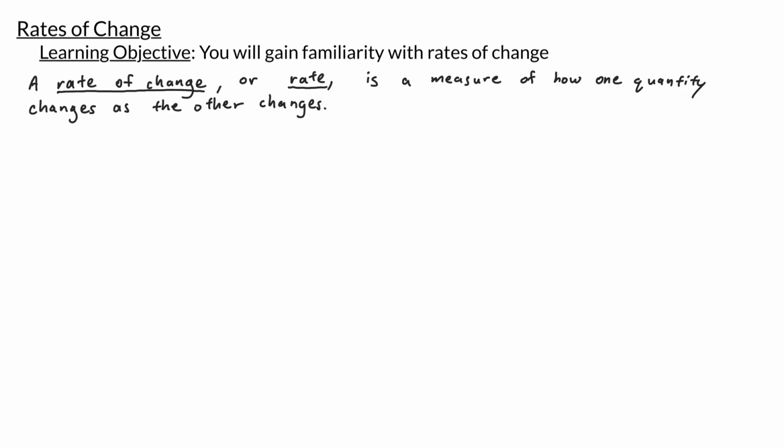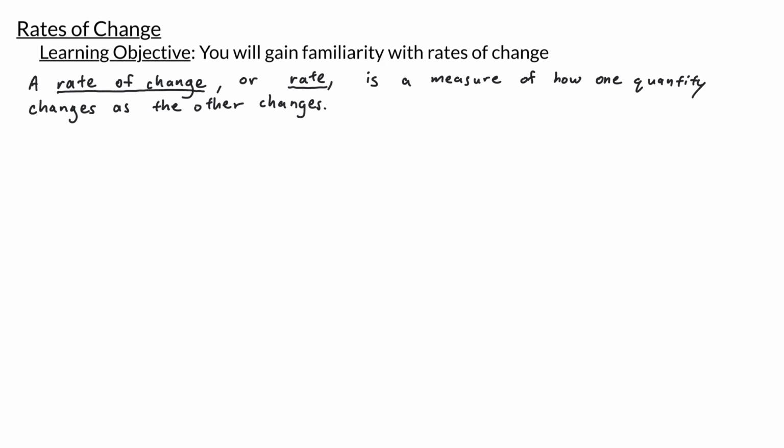A rate of change, or just rate for short, is a measure of how one quantity changes as the other changes. In our example, a rate would tell us how the temperature changes as the time increases. So this rate may be something like 20 degrees per minute, meaning every minute that passes, the temperature increases by 20 degrees. Rates are very useful numbers to know, and it is a large part of what you'll be learning about in calculus.